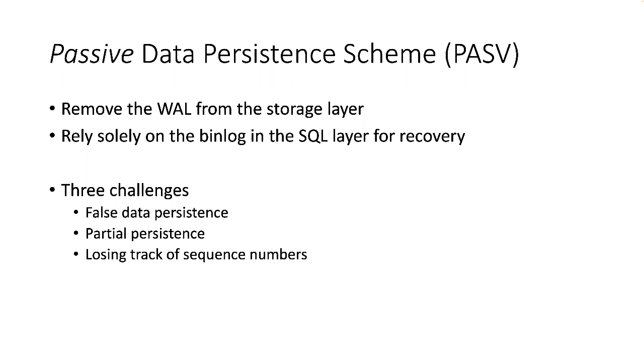So in this paper, they introduced what they call a passive data persistence scheme. And the ultimate goal here is to remove the WAL from the bottom and just rely on the log at the top, but provide all the same data consistency guarantees while we get better performance. So when we remove the WAL from the bottom, we have three main challenges in the paper.